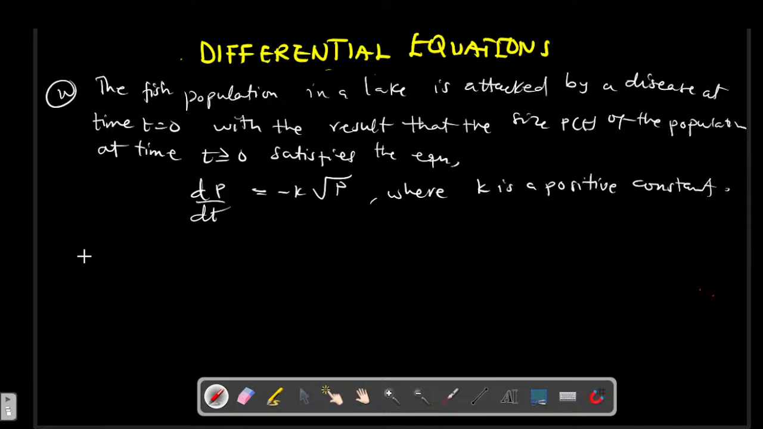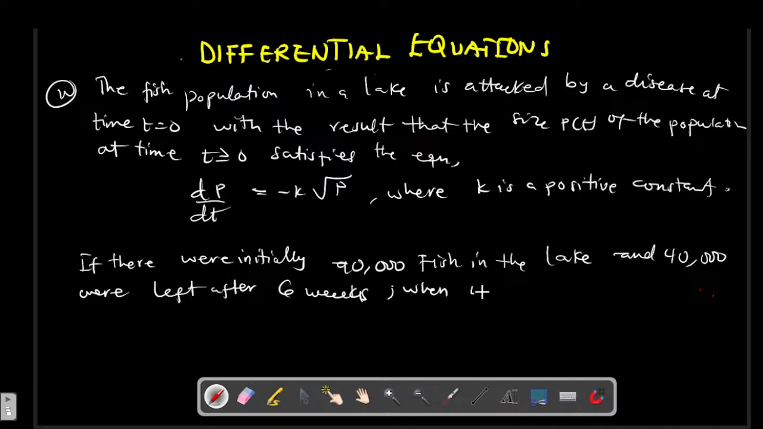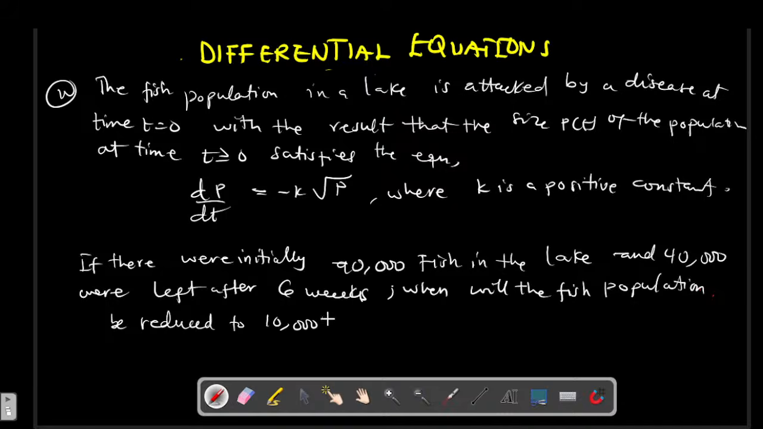Then the question says that if there were initially 90,000 fish in the lake and 40,000 were left after 6 weeks, when will the fish population be reduced to 10,000? Yeah, so this is it.